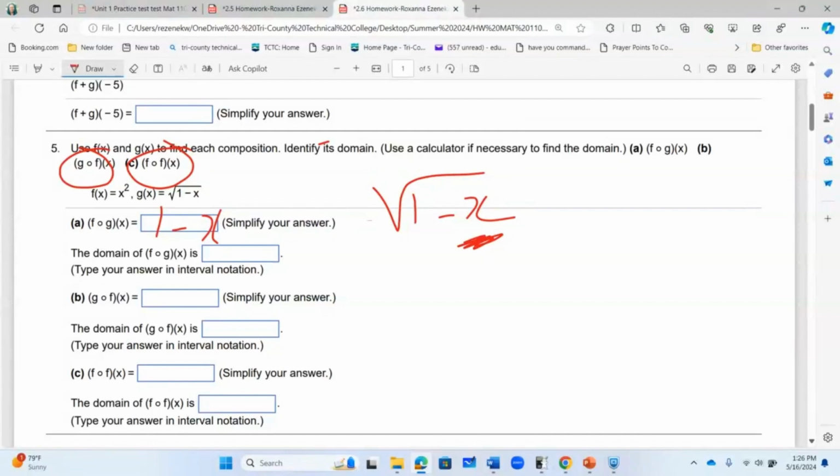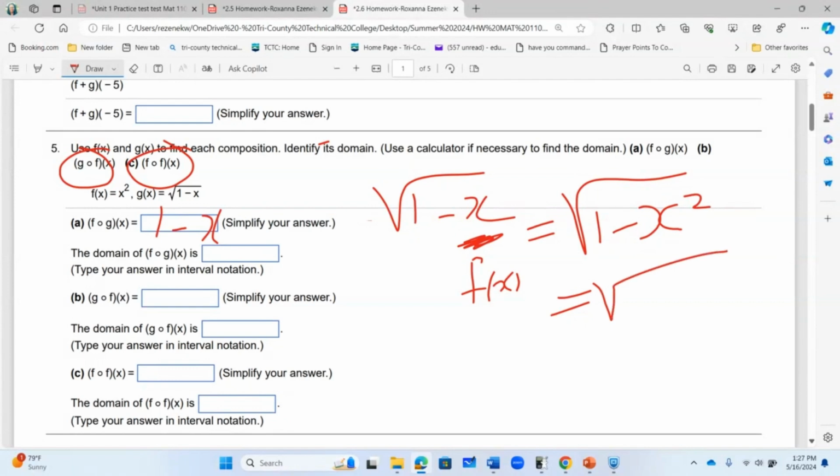Okay, so if I substitute f into g, in other words, I'm going to change this to f of x. If I do that, I will have square root of 1 minus, where is my f? F is x squared. So I'll put x squared here. And I'm not going to be able to change this, because even if I use difference of two squares, it's still not going to work. So I'm going to leave this answer like this.